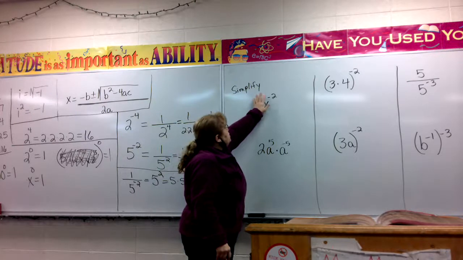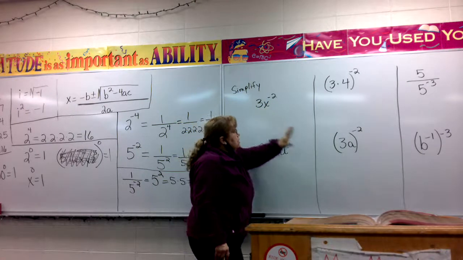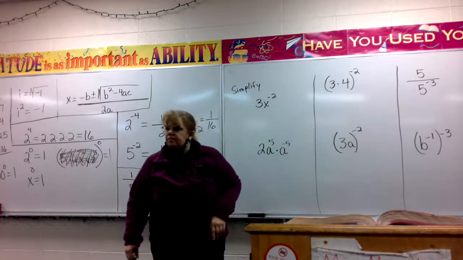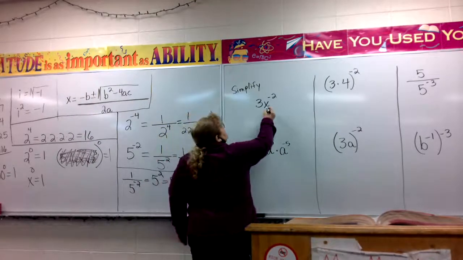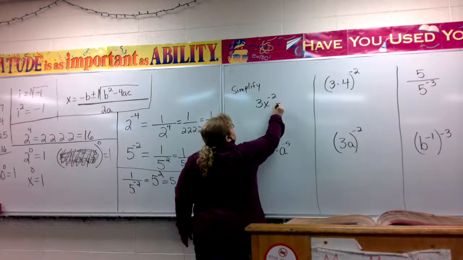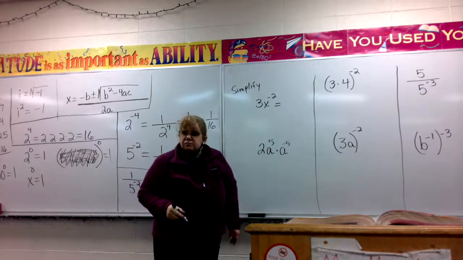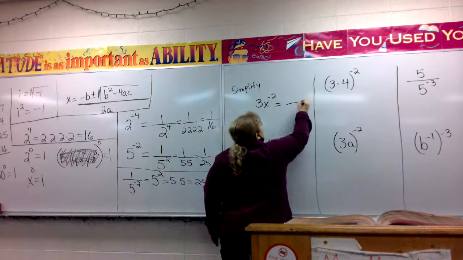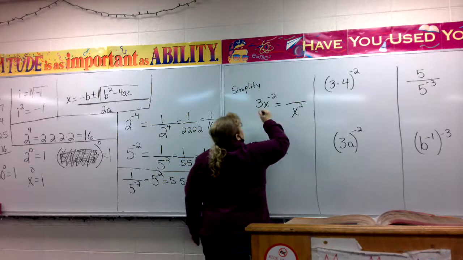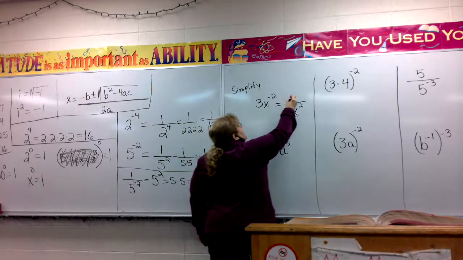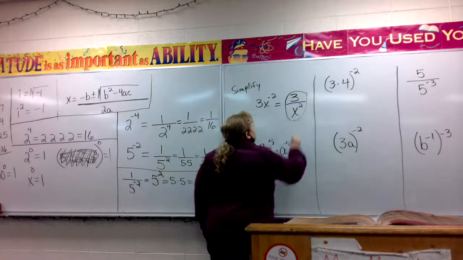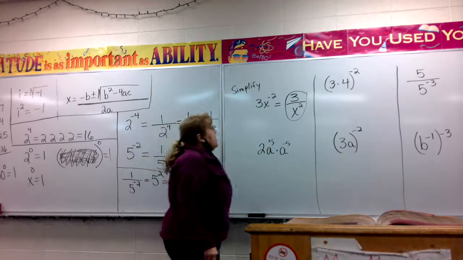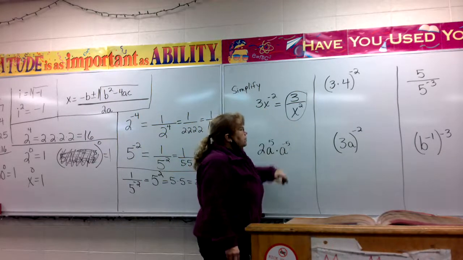Remember, there's a difference between this -2 and this whole thing to the -2, right? This one, what does that -2 go with? It goes with only the x, right? Since it's not in parentheses. What do you do if it's a negative? You move it to the bottom and make it positive. What should we do with the 3? Nothing. We should leave it alone up in the top, right? So that one, only the x goes down.